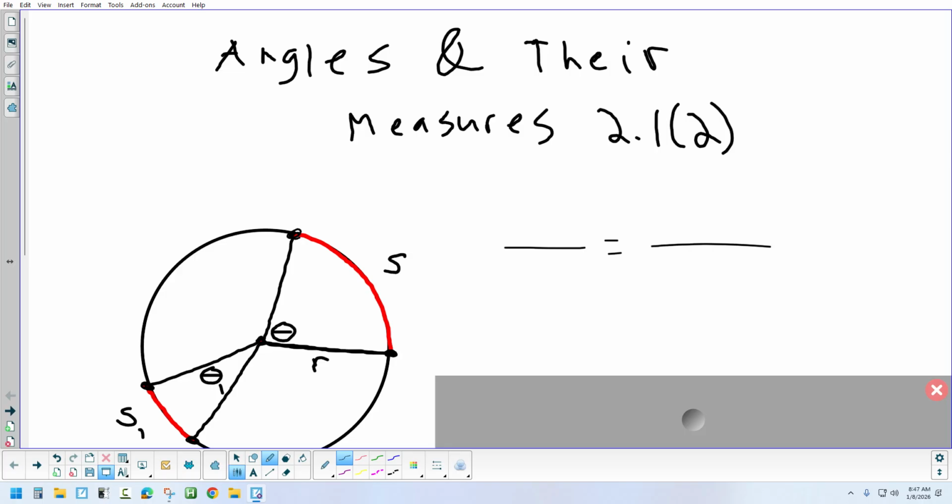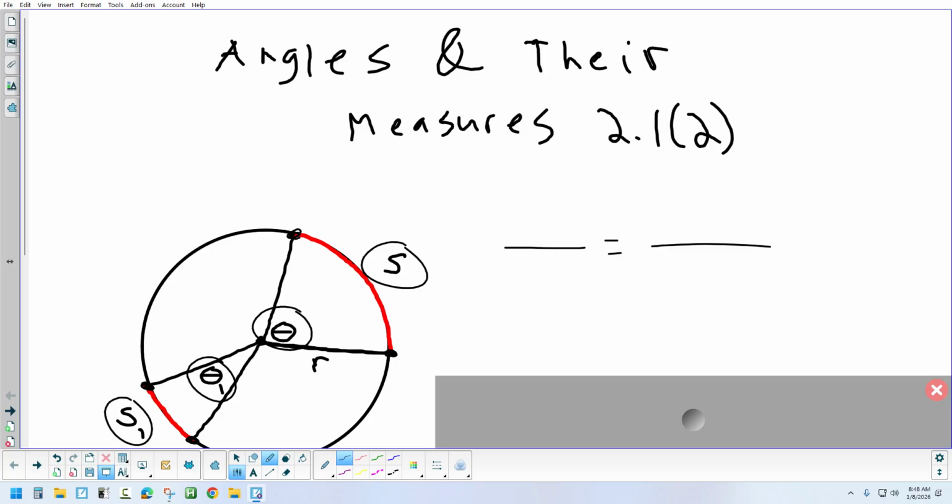Now, in order to set up a proportion, you have to write down 4 things. You have a fraction on the left, fraction on the right, and each fraction has a top and a bottom. The 4 things that we're going to fill into our proportion, because angles and arcs are proportional, are these 4 things that I just circled. We've got an angle and an arc, another angle, and another arc.